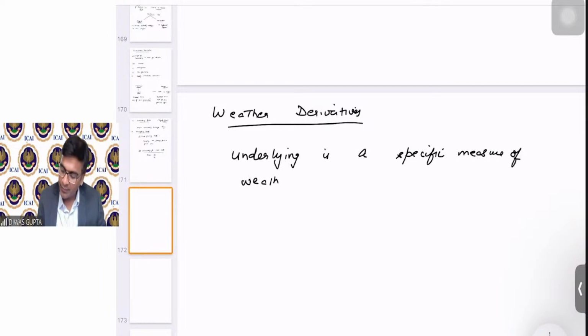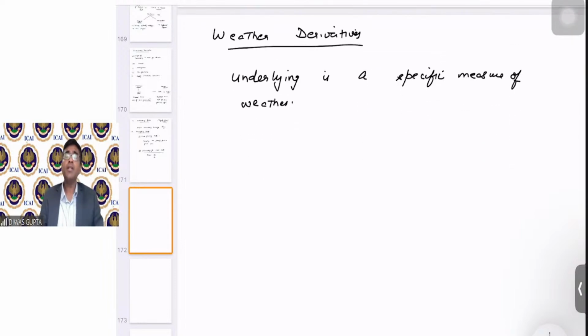Students, please understand that there are some industries which are not at all dependent on weather, but there are industries which are very heavily dependent on weather. By weather, I mean anything specific to weather. It can be temperature, rainfall, humidity, anything, right? Which is a specific measurable amount.